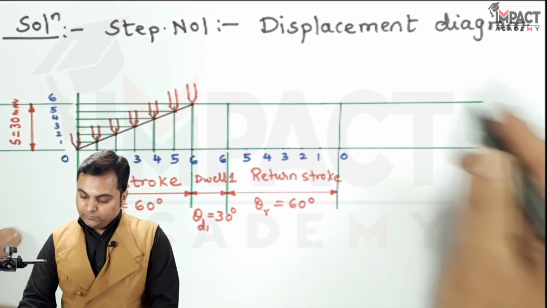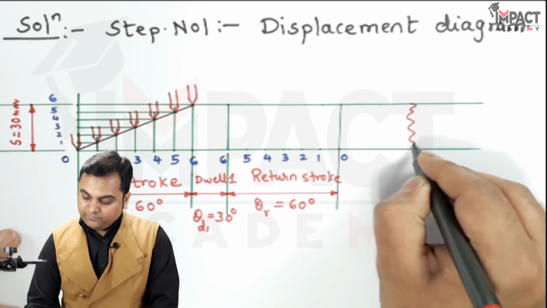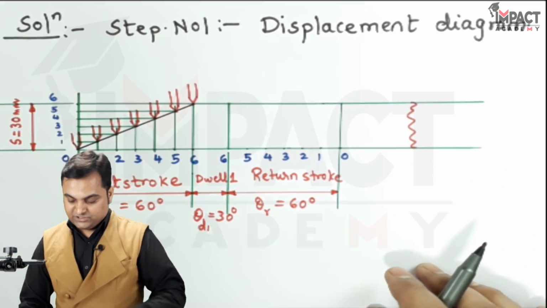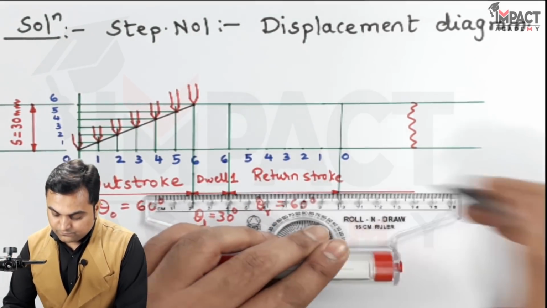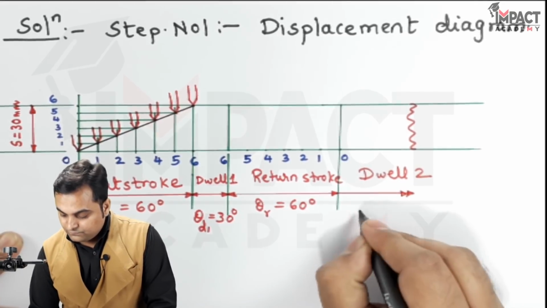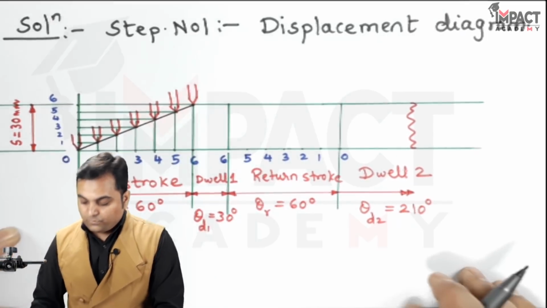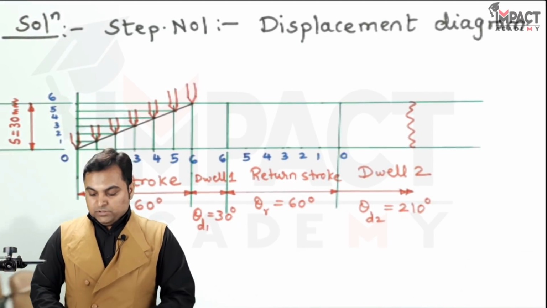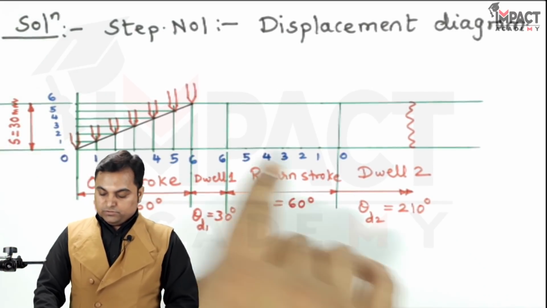And that dwell need not be shown in a complete form. It can be shown with the help of a broken section. The second dwell of 210 degree. Now I'll plot the return stroke.